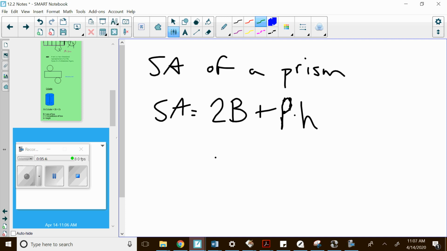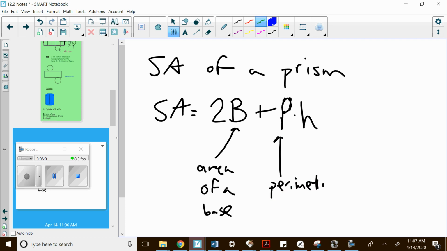Okay, so let's write this down. This capital B, that's the area of a base. And we have 2 of them. That's why it's 2 times capital B. This capital P is the perimeter of a base.